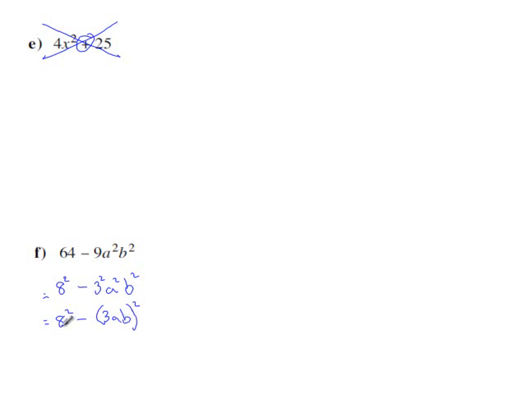So now it's in the right format. Your a term is 8, your b term is 3ab. So you get (8 minus 3ab) times (8 plus 3ab). And you're done.